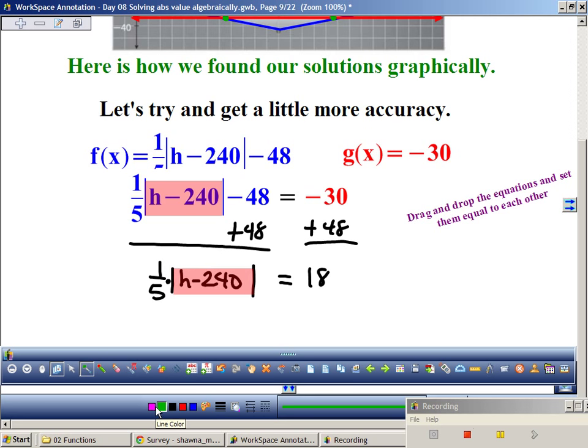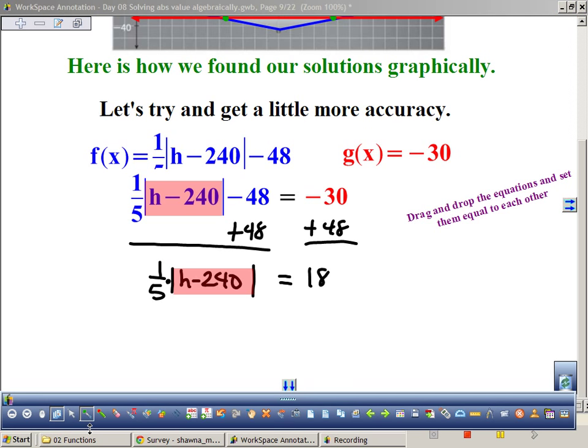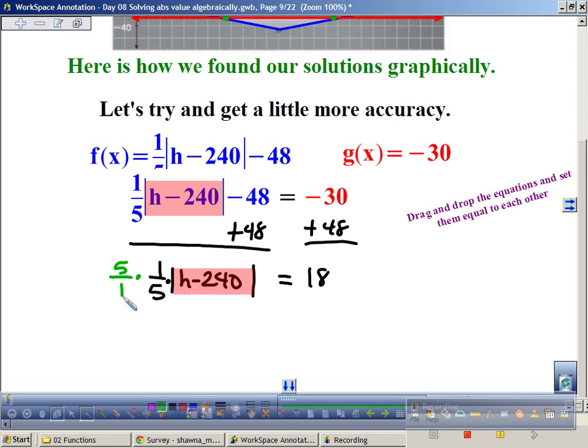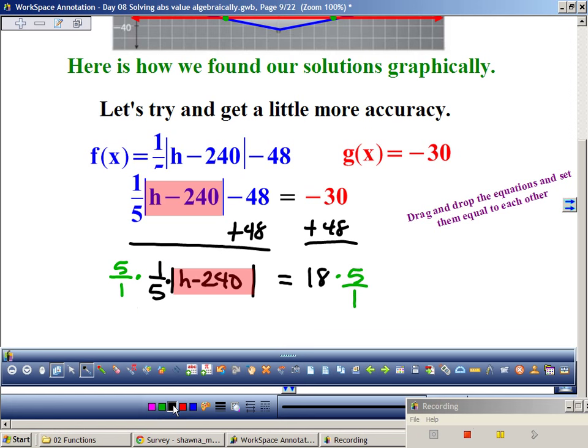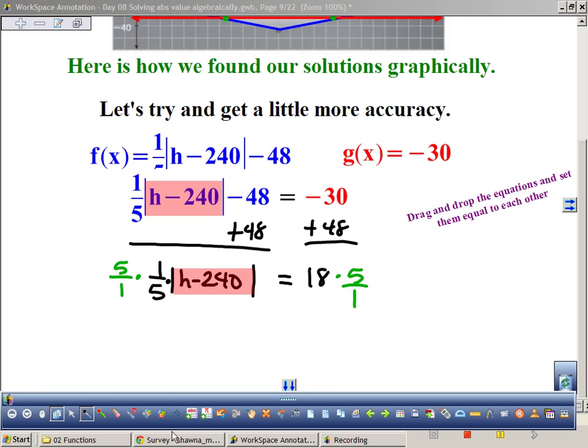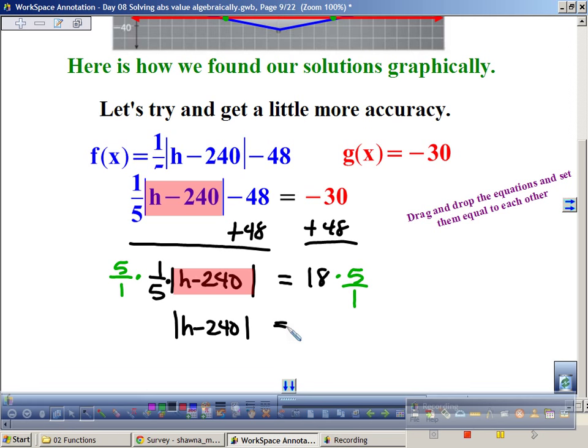I need it quiet. Okay, so next I'm going to do the inverse of 1/5, which is 5/1. When I do that, these go away, and I'm left with the absolute value of H minus 240 equals 18/5. Well, I know what 25s are. 25s is 100. So take 2 of them away, you get 90.